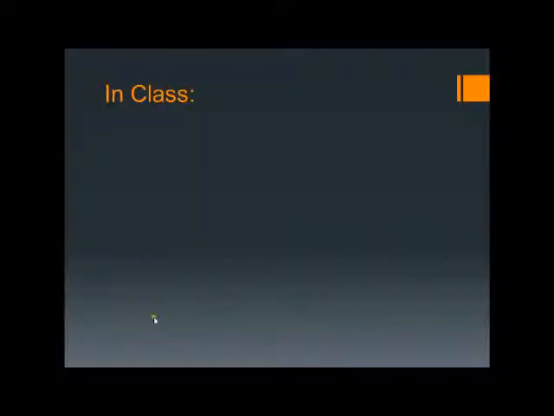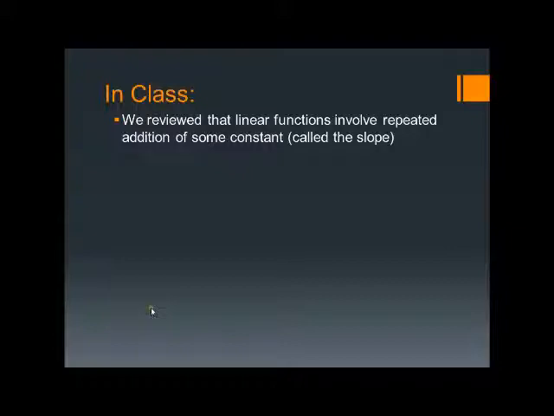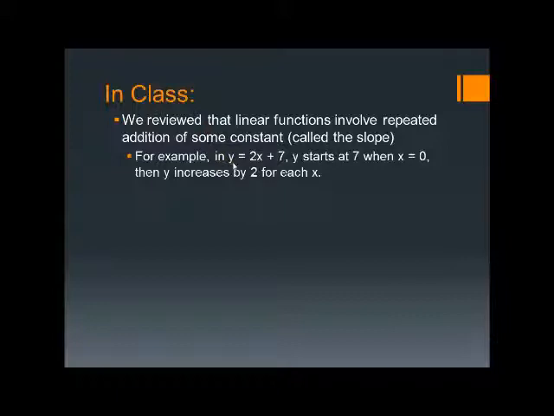Alright, so something we did in class. We reviewed the fact that linear functions show repeated addition. That's called the slope. So in 2x plus 7, y starts at 7, that's its initial value, or also known as the y-intercept. It's called initial value sometimes because in a lot of these things, the x is measuring time. So when time is 0 is the starting point. And the y is increasing by 2 each time x goes up.